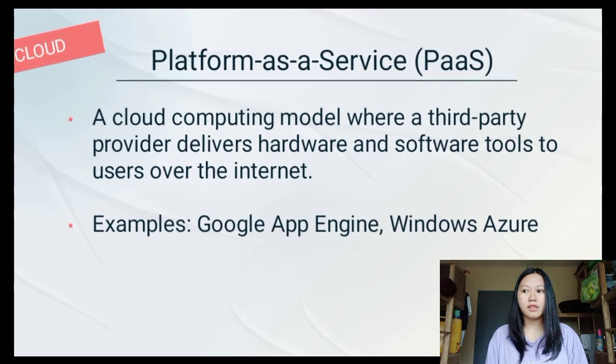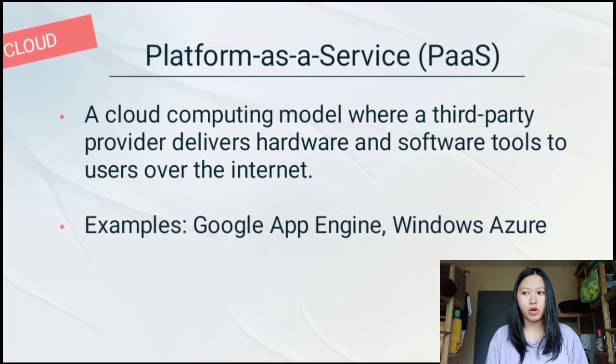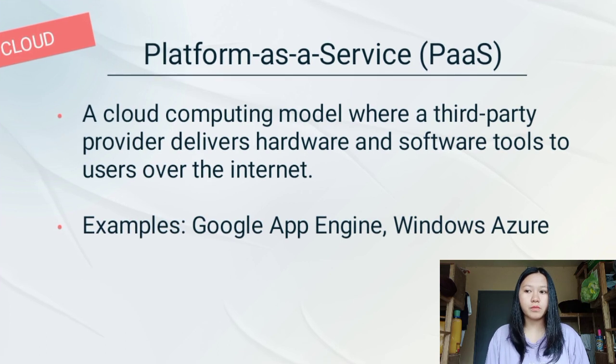Then, the second type of cloud computing is Platform as a Service. A cloud computing model where a third party provider delivers hardware and software tools to users over the internet. It also offers a platform for developing, deploying, and managing applications over the internet. It also enables non-developers to create web applications. Examples of this are Google App Engine and Windows Azure.